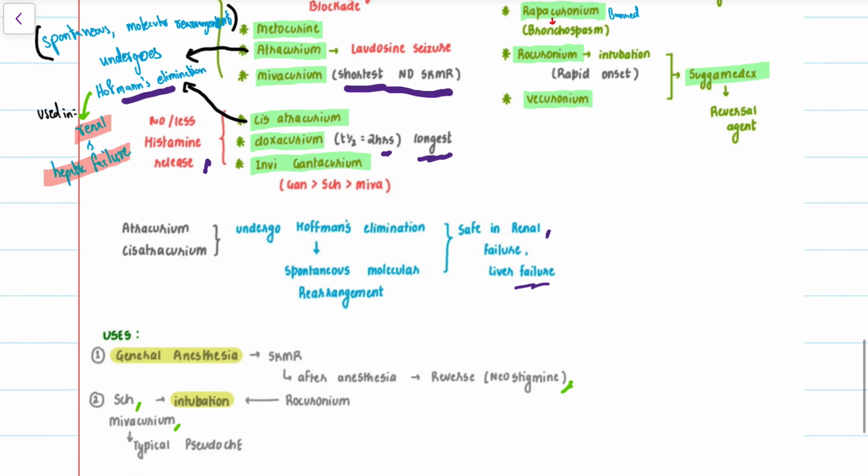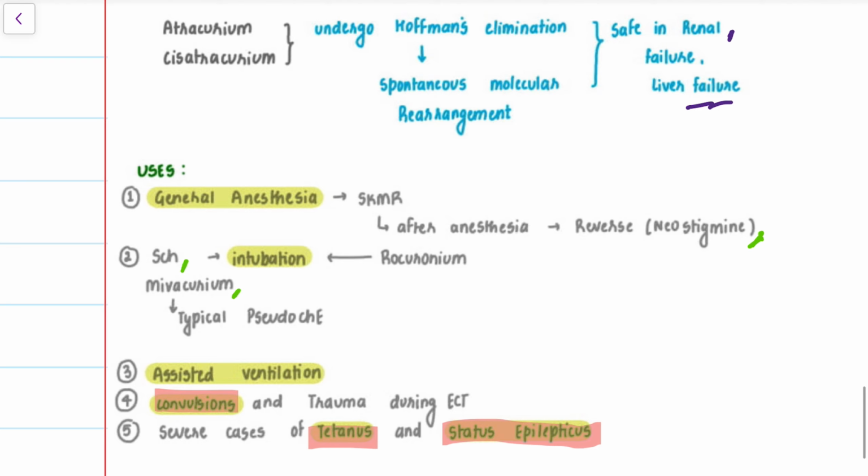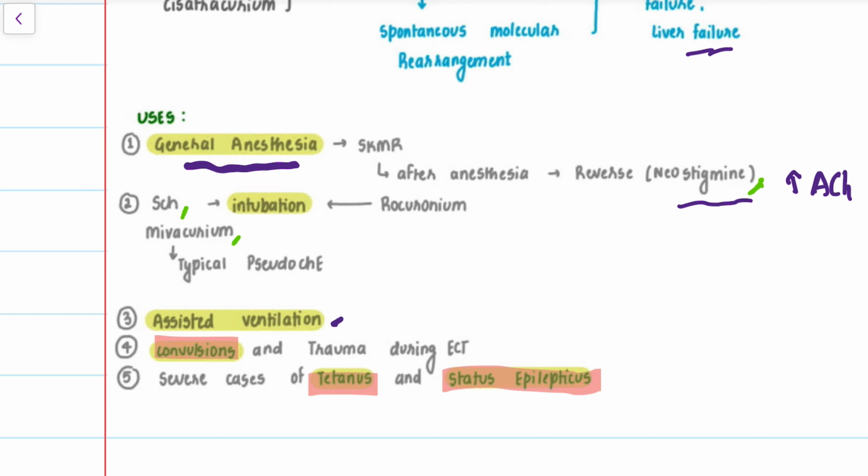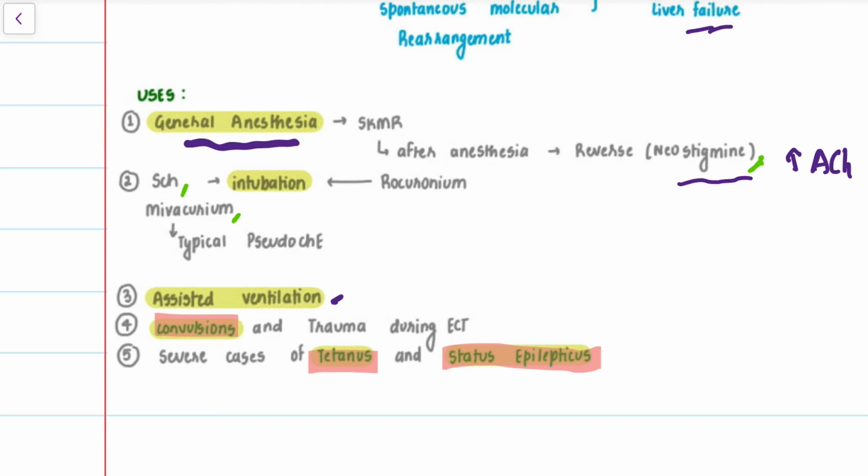So these SKMRs, what are their uses actually? SKMRs are used in general anesthesia. And after anesthesia, for the reversal, we use neostigmine, which increases the action of acetylcholine. And then it is used for intubation and for assisted ventilation. When individuals have convulsions and trauma during electroconvulsive therapy, we can use it. And in severe cases of tetanus and status epilepticus, SKMRs are used.